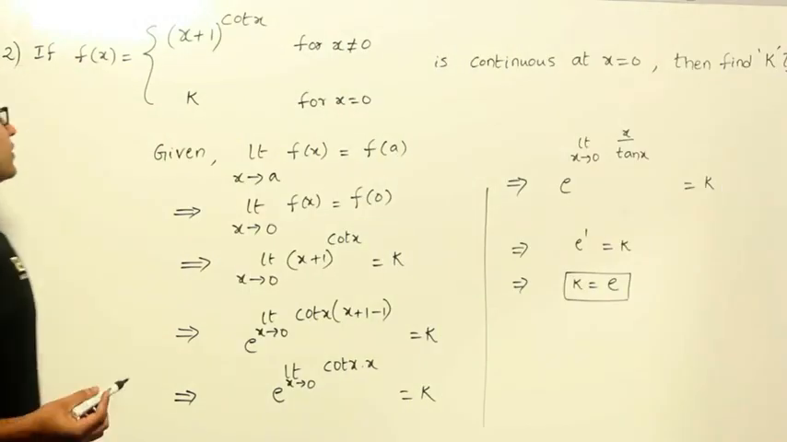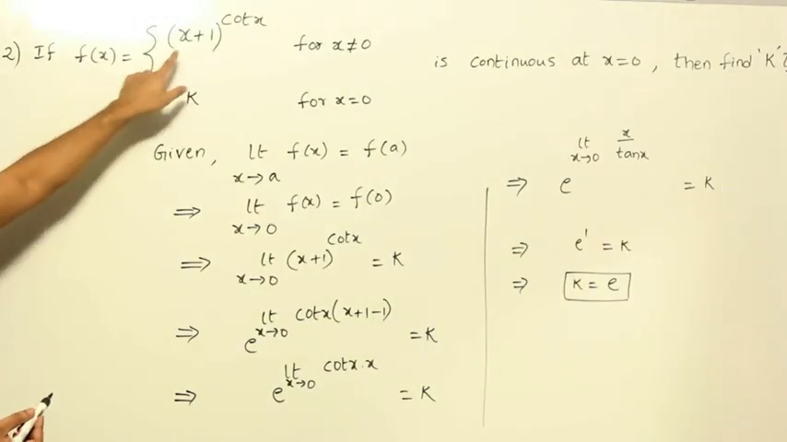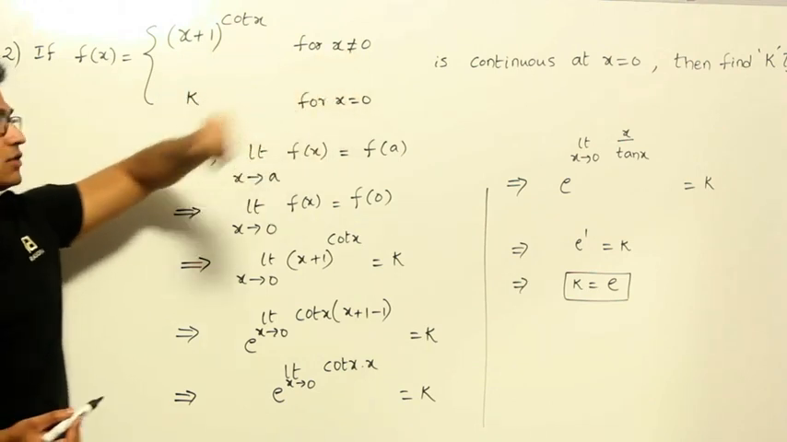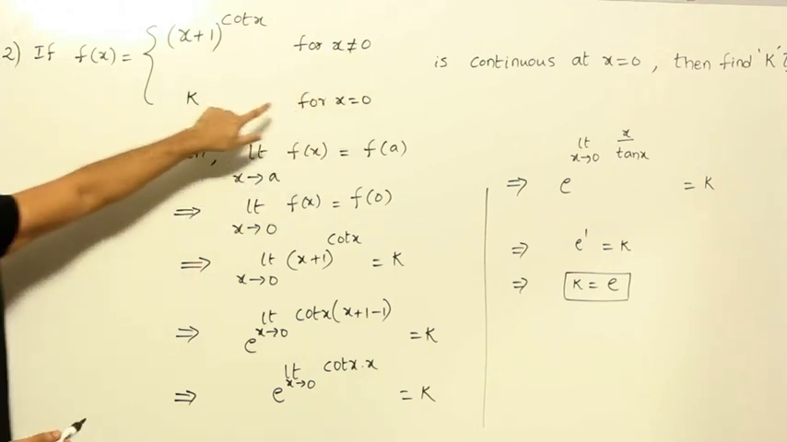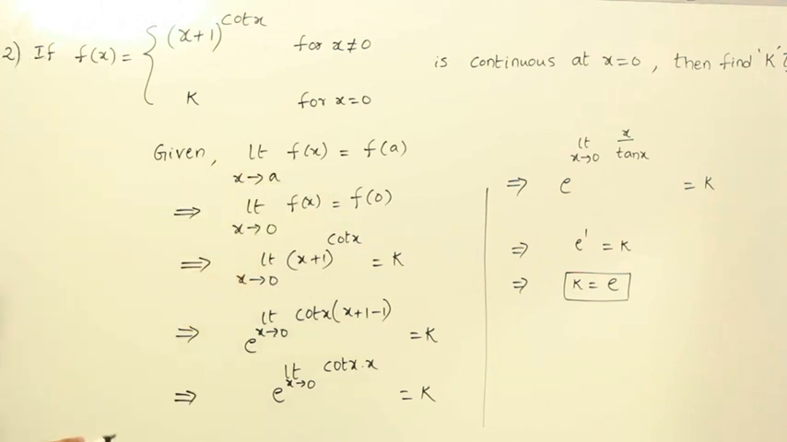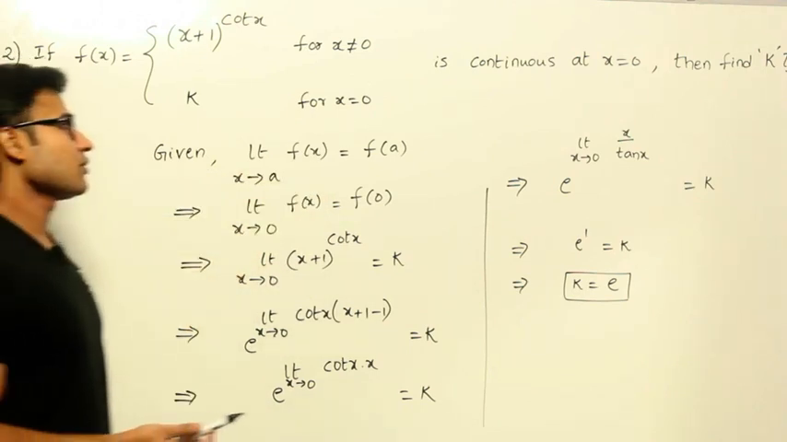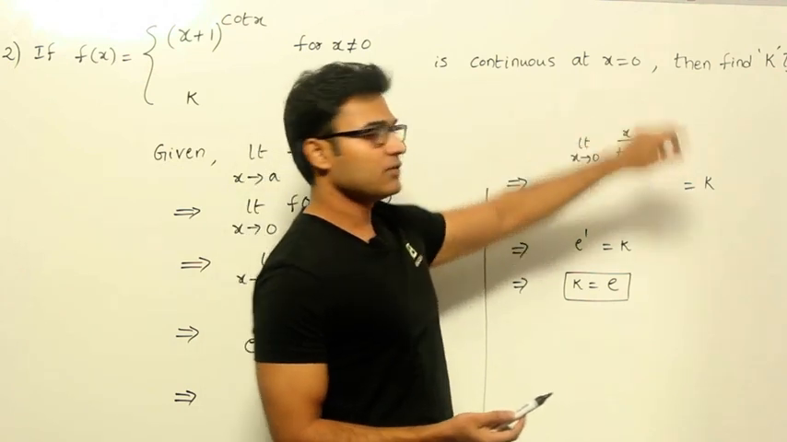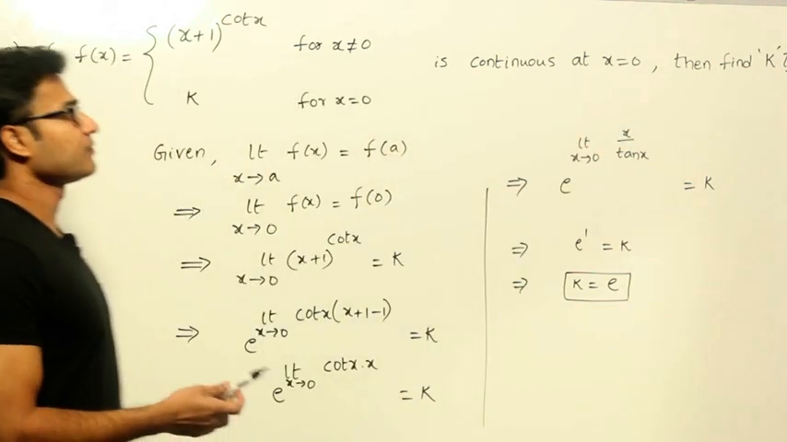Now let's see this question. If f of x is equal to (x + 1) power cot x for x not equal to 0, and it is equal to k for x equal to 0, then we are supposed to find out whether it is continuous or not. Okay, it is already given. It is continuous at x equal to 0, then we have to find out the value of k, right?